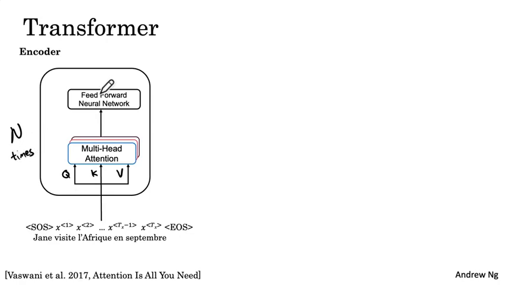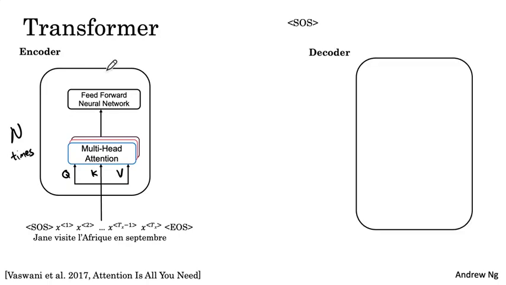So after maybe about 6 times through this block, we will then feed the output of the encoder into a decoder block. Let's start building the decoder block. And the decoder block's job is to output the English translation. So the first output will be the start of sentence token, which I've already written down here. At every step, the decoder block will input the first few words, whatever we've already generated of the translation.